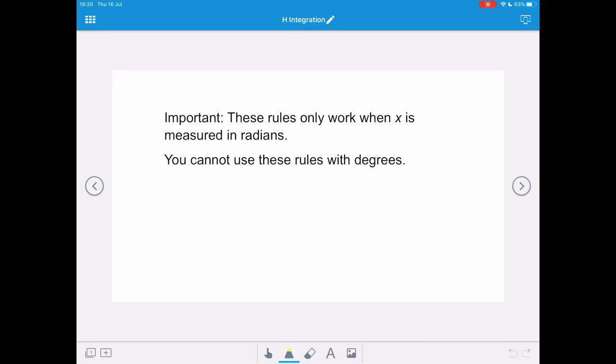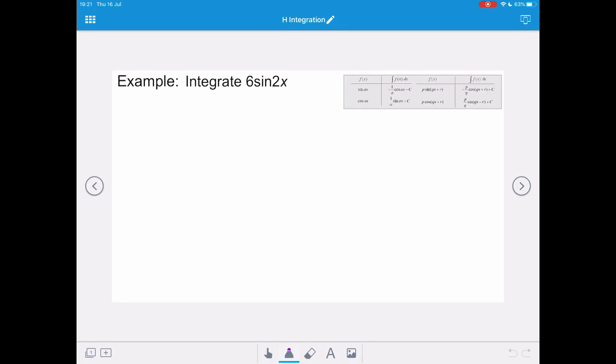It's important to remember, just like when we were differentiating trig functions, that these rules only work when x is measured in radians. You cannot use these rules with degrees. So now we've got the theory, let's try some examples.